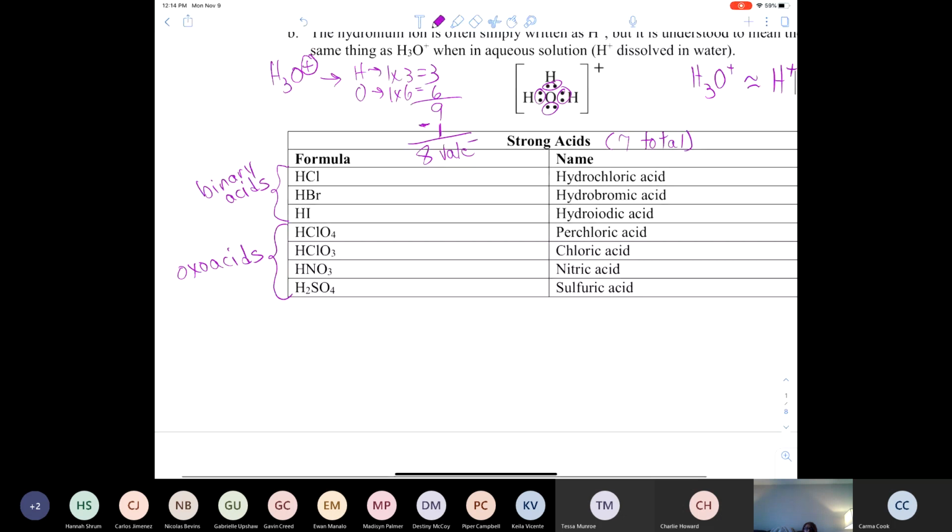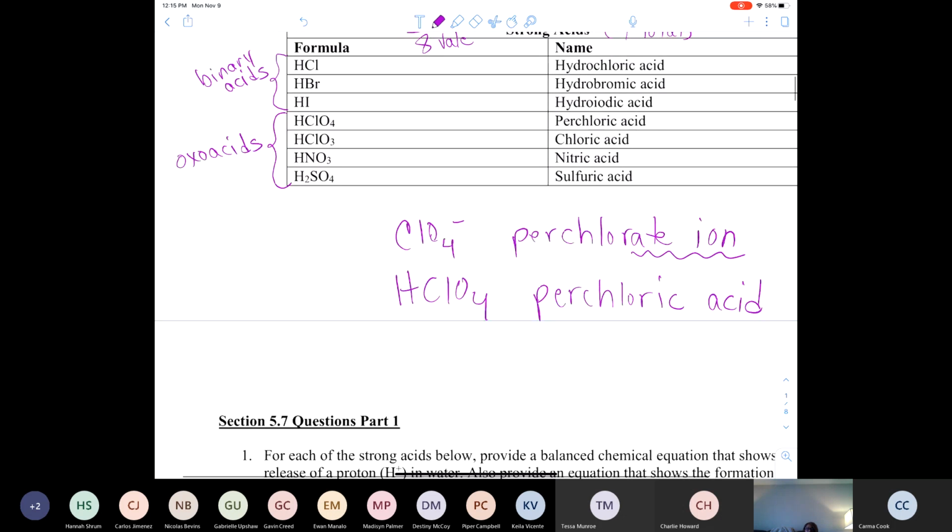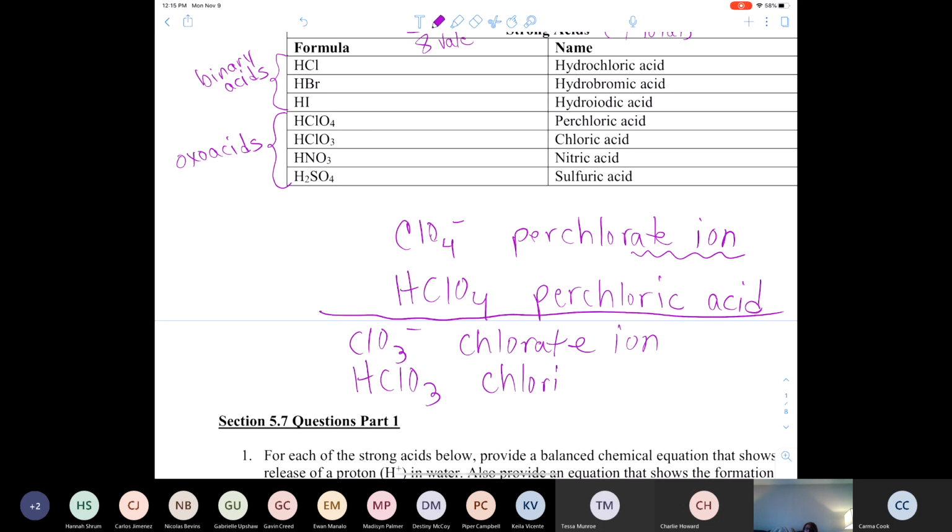And then for the oxo acids, they're based on their polyatomic ion. So ClO4 minus, for example, is the perchlorate ion. And so the acid HClO4, you drop the ate ion and you replace it with ic acid. And so that's how you name the oxo acids. ClO3 minus is the chlorate ion. So the acid HClO3 is chloric acid. So again, you drop the ate and the word ion and replace it with the suffix ic and then the word acid.